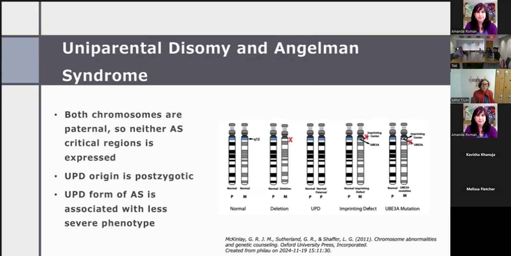Phenotypes due to uniparental disomy are actually not as severe as with the deletion form in these children. So what we find is that there's less frequency of seizures, and some are able to speak a few words.